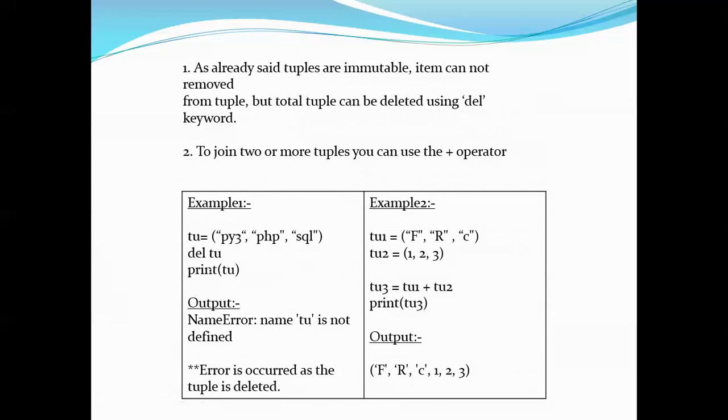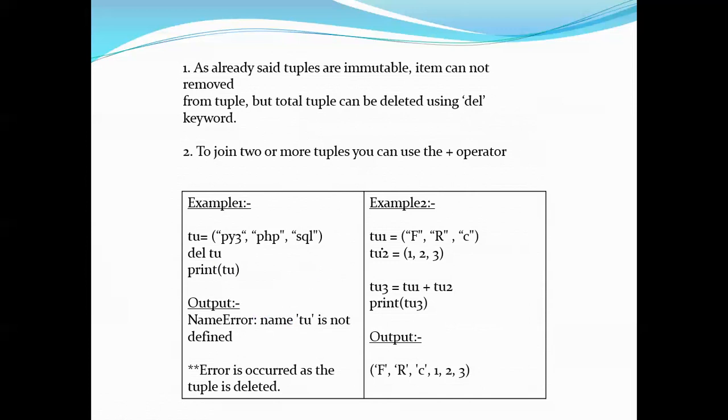For example, if I have tu is equal to py3, php, sql, what will happen? If I say del tu, the del tu will delete the entire object of tu. If after deleting, you print tu, you will get an error that name tu is not defined. Why? Because I have deleted it completely. So its instance is not present in the compiler.